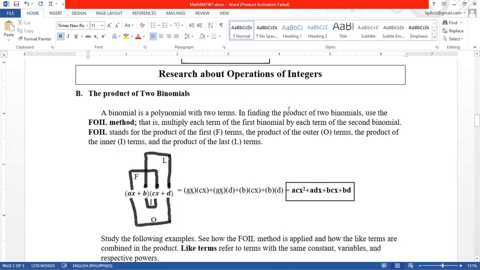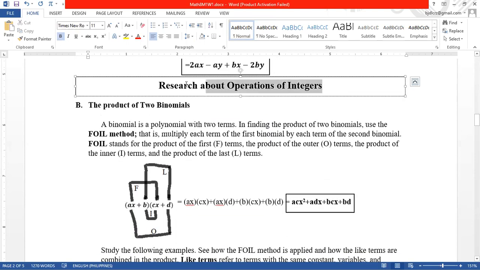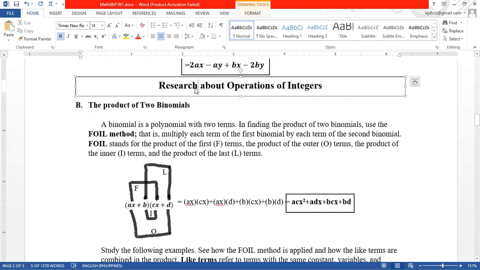Okay, for your another activity, we're going to research about operations of integers. Okay ra siya encoded or sinulat as long as maka-research mo ani because this is so important.